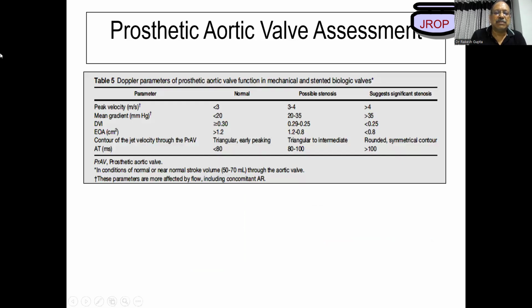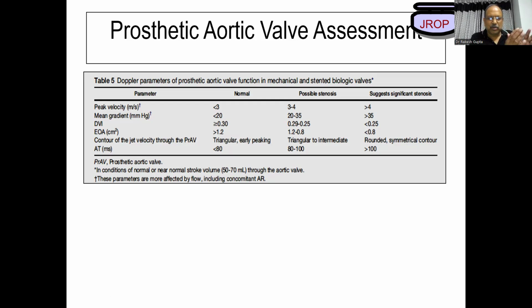And putting all these parameters into the same sequence of aortic valve assessment, we look at peak velocity, mean gradient, Doppler velocity index, effective orifice area, contour of the jet, and acceleration time. Why we look at the contour of the jet is, as you develop a valve with significant stenosis, it becomes rounded in shape rather than sharp, with the lowest possible acceleration time. As it becomes stenotic, it becomes more and more rounded rather than the sharp triangular picture.